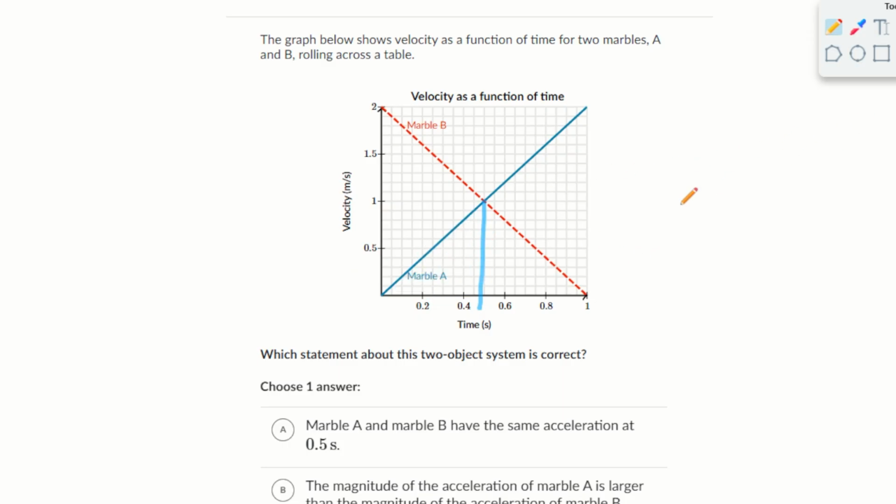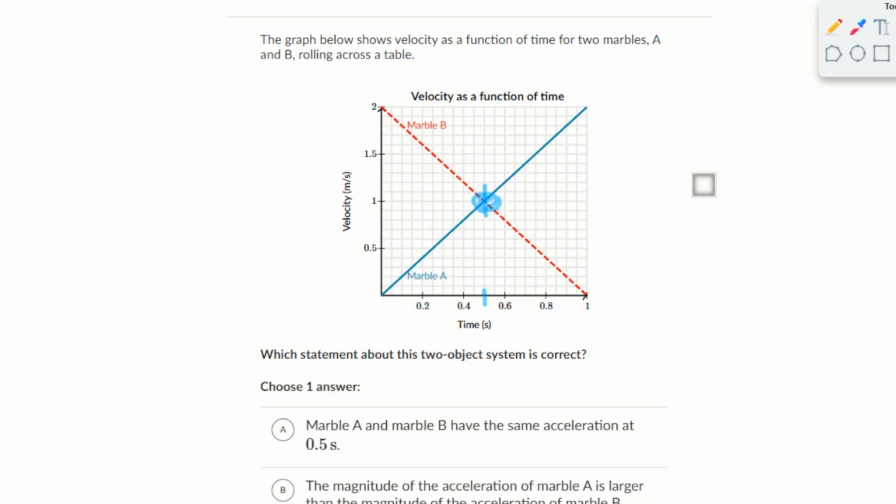The area under the curve is the displacement. So with that knowledge, we can go ahead and answer the questions. Choice A says marble A and marble B have the same acceleration at 0.5 seconds. So if we go here, it's 0.2, 0.4, so 0.5 is about right here, right? And it says right here that they have the same acceleration. Well, one thing I can already tell is that they do have the same velocity at this point, right?